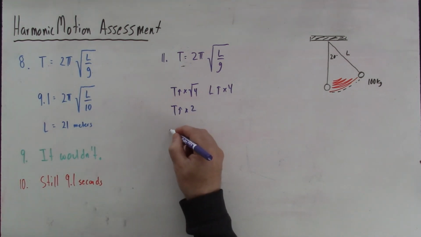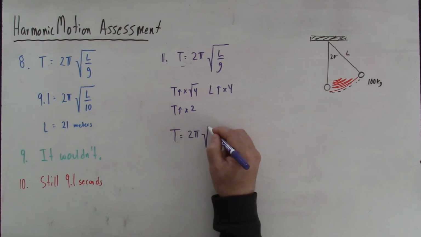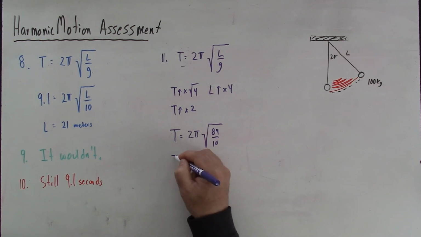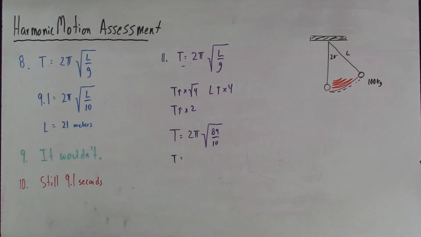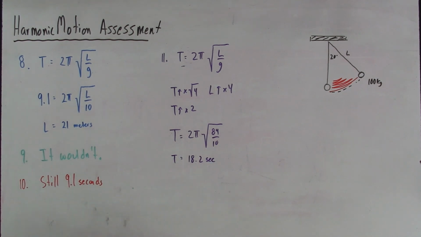Another thing you could have done is you could have solved for it. So we know that the original length was 21, so you could put in an 84 here, 10 here, and solve. If you solve for that, you get 18.2 seconds, which compared to our original 9.1 is twice as big. T goes up by a factor of 2.